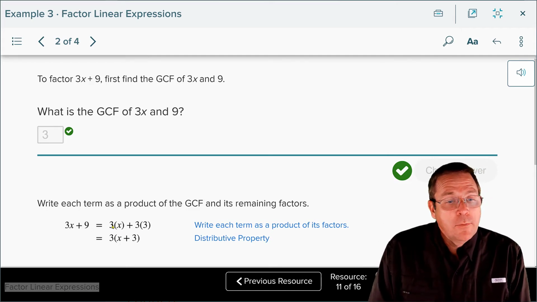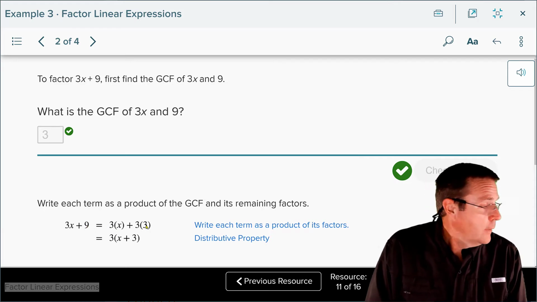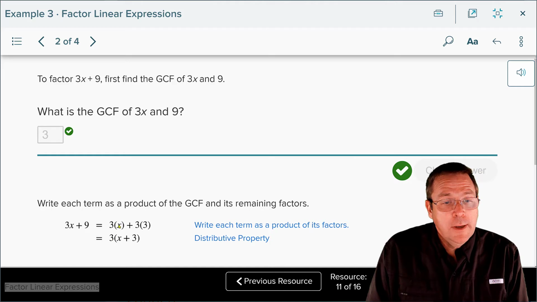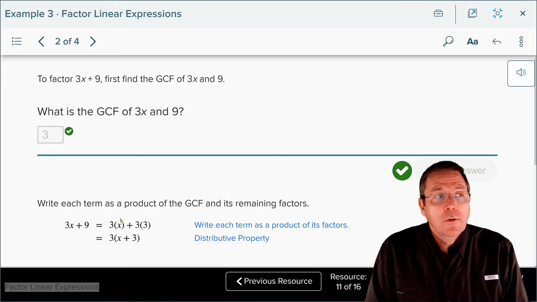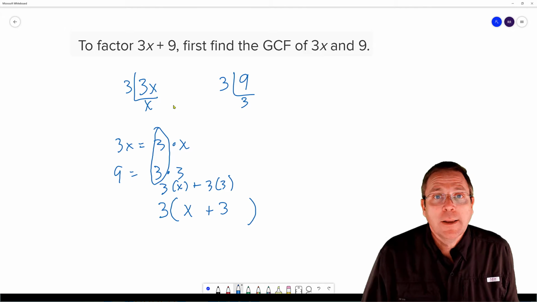They pulled out the 3's. 3x was equal to 3 times x. 9 was equal to 3 times 3. Then they factored out the 3, leaving the x plus 3 as the final answer. So I'm good with how they showed their work here, but you do need to show your upside down division here to indicate how you're finding your greatest common factor.